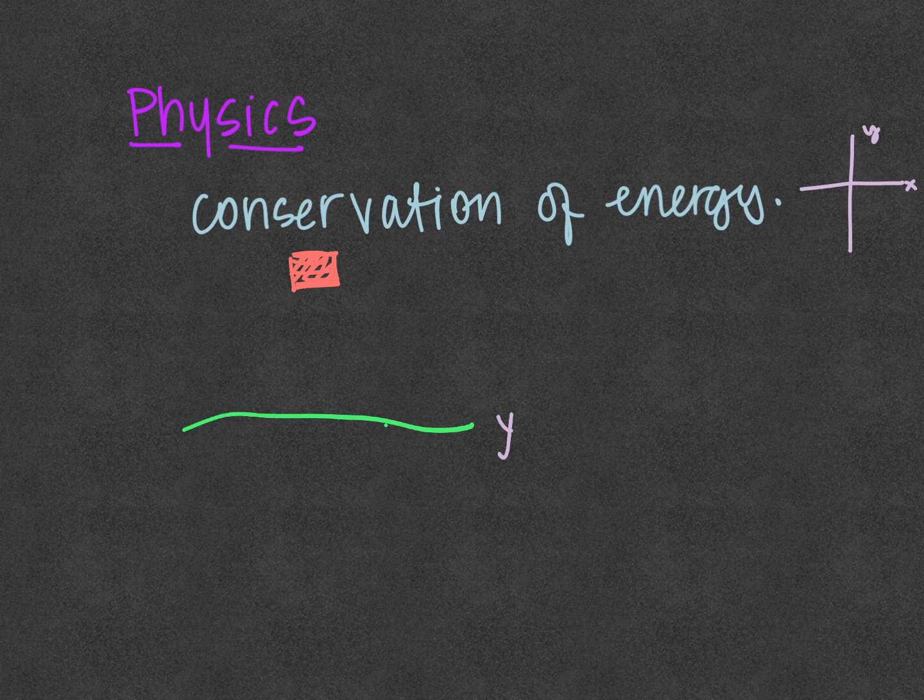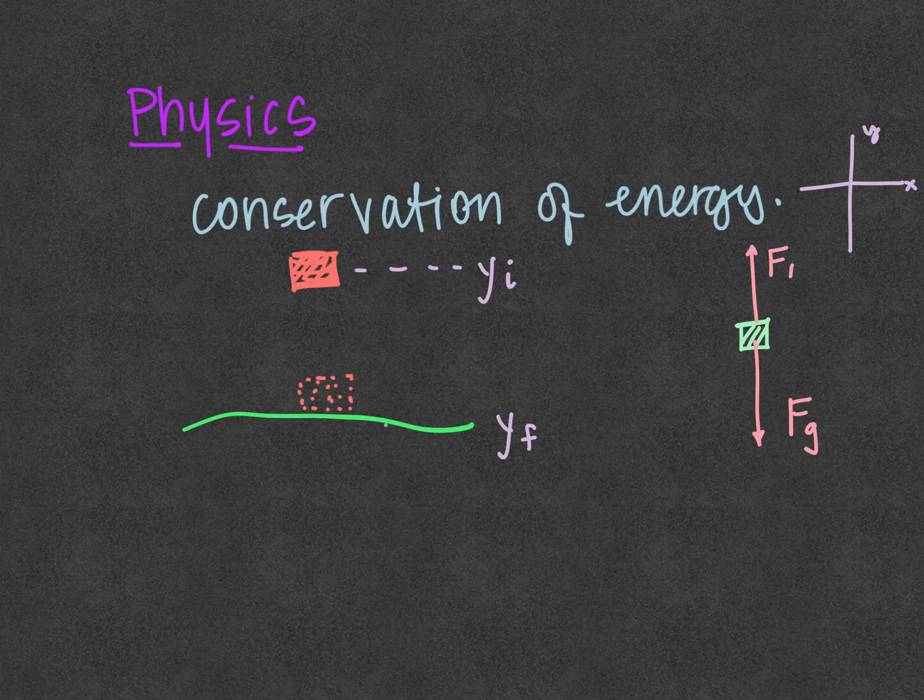I'm going to call its initial position, where it is right now, Y initial. Later, the box is going to be on the ground, and we'll make a little dot here to represent the box position when it's on the ground. That will be our final position. Now, if our box is over here, and I think about what forces might be acting on it, we have a gravitational force, and maybe there is a normal force acting on it because it's sitting on a shelf.